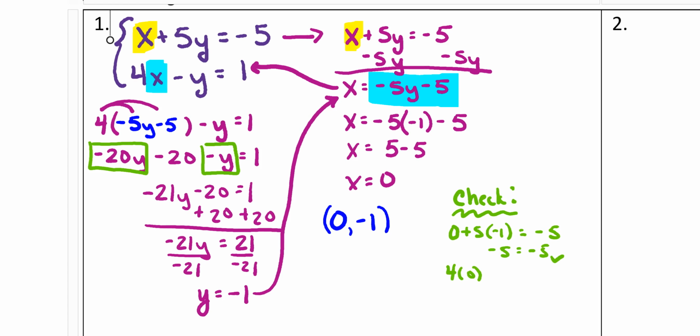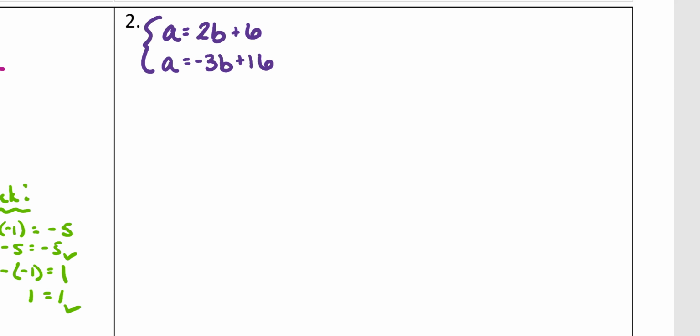Is 4 times 0 minus negative 1 equal to 1? Well, that's true because 4 times 0 is 0. Negative times a negative is a positive. Check. So that means this answer right here is correct. 0, negative 1.